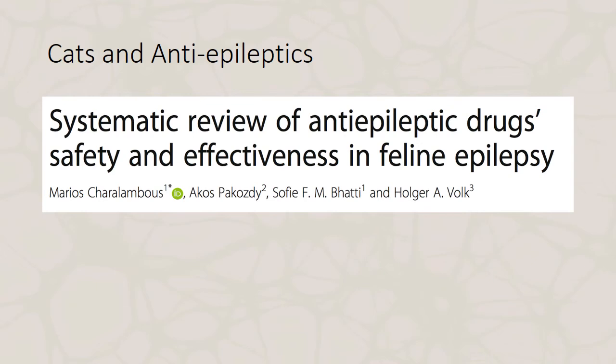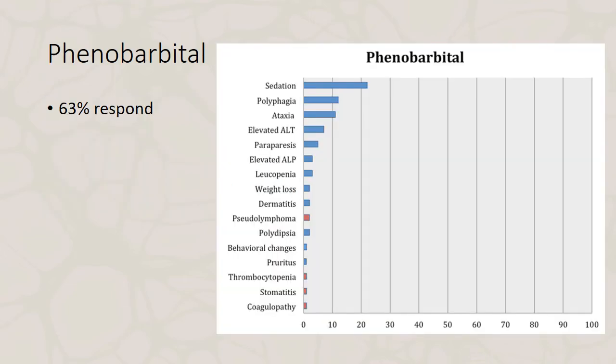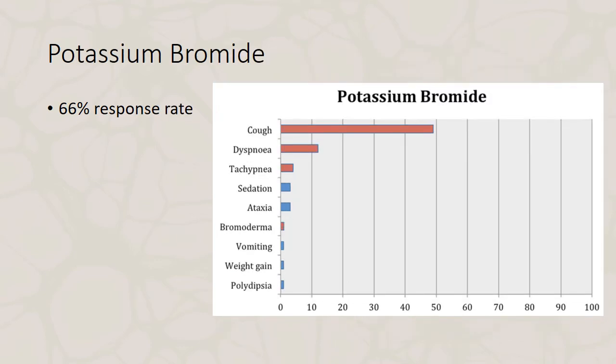As far as cats, this information comes from this study, which was published in 2016. A lot of the side effects with phenobarbital are the same, but it should be noted that the liver changes are far less common in cats than dogs. So if you have a cat that has liver abnormalities while on phenobarbital, it's worth investigation.